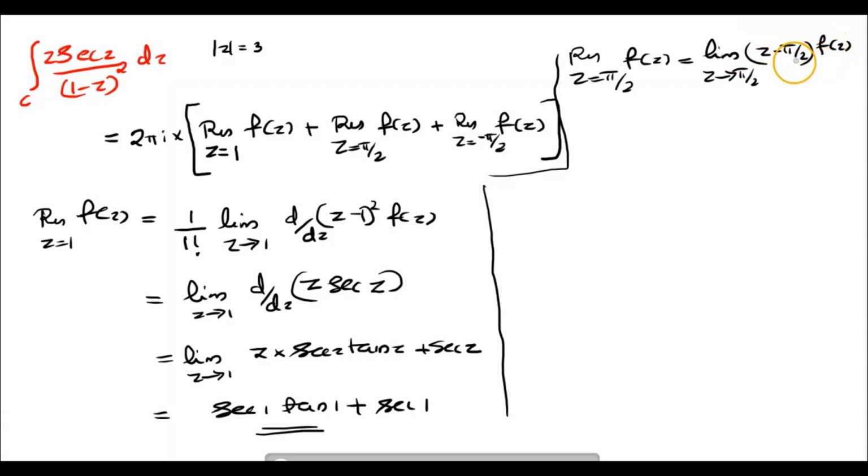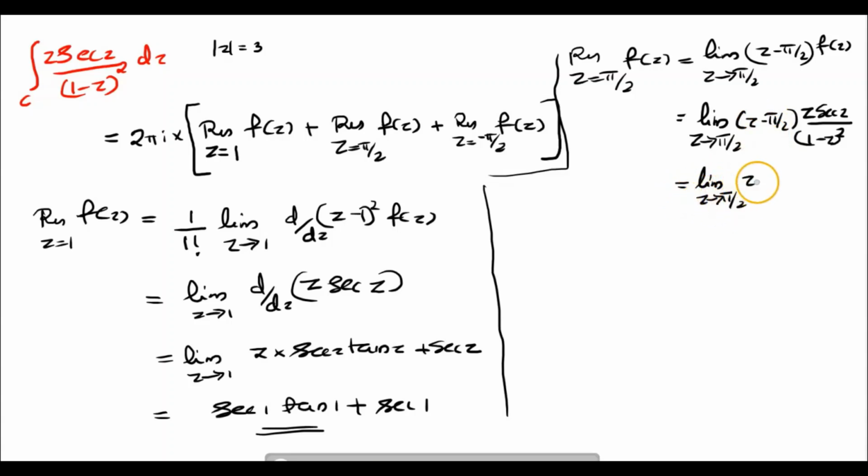These formulas, all formulas and some examples, I described already in my previous videos. And this is equal to limit z tends to pi by 2 of (z minus pi by 2) into f of z, which is z sec z divided by (1 minus z) all square. And we know that when taking the limit, sec pi by 2 is infinite and the z minus pi by 2 factor is 0. For convenience, we can use limit z tends to pi by 2 of (z minus pi by 2) into z.